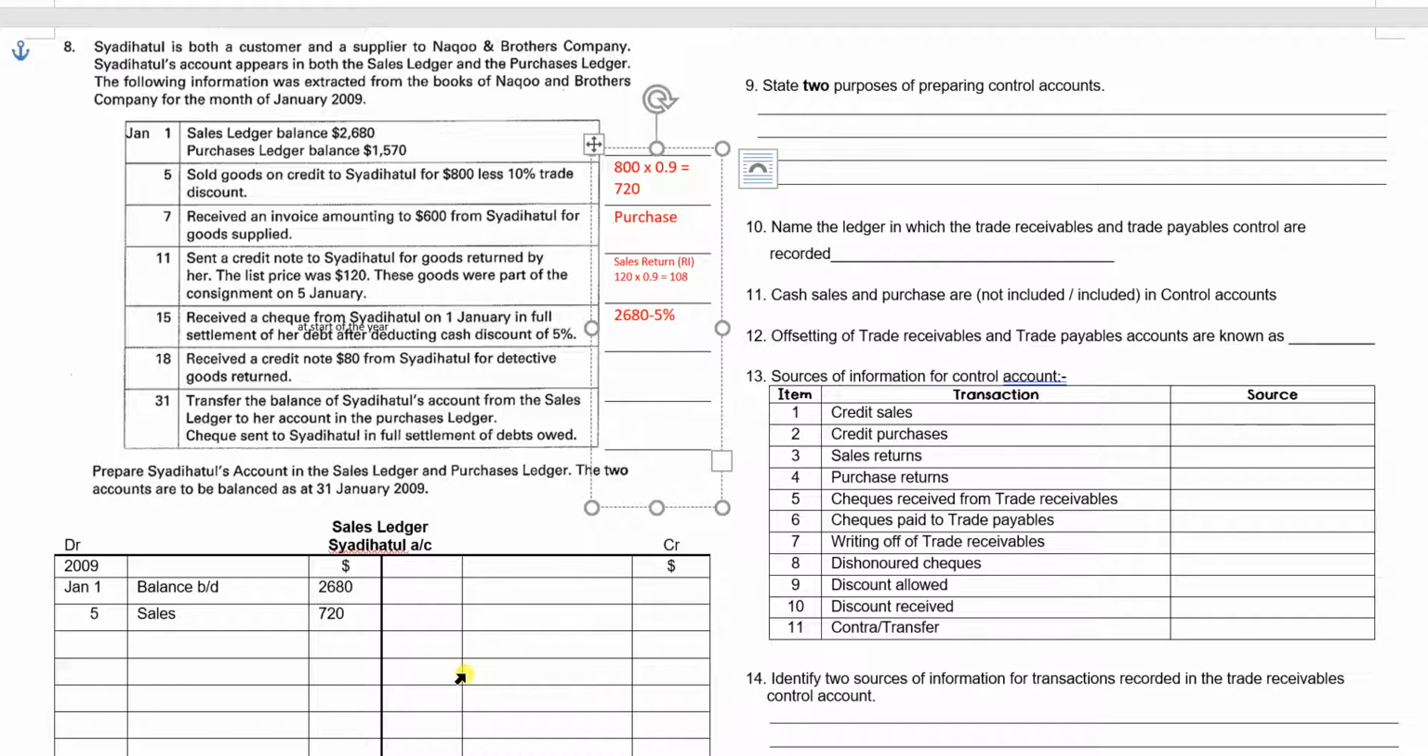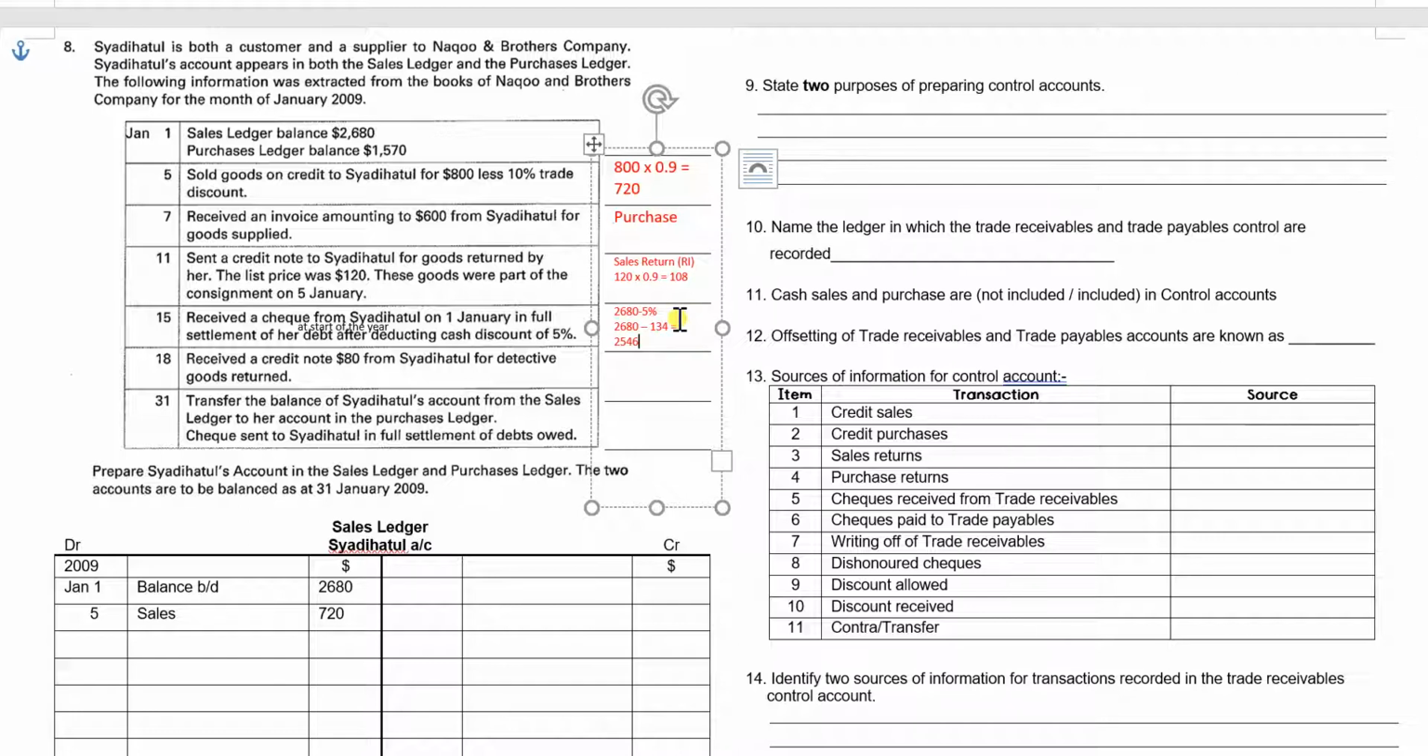Okay, so 2680 minus 5%. So how to calculate the 5%? 5 out of 100, times 2680. So the 5% is equivalent to 134. Sorry, let me put this smaller, so I can write it down. Not enough space for me to write. So 2680 minus 134 equals 2546.